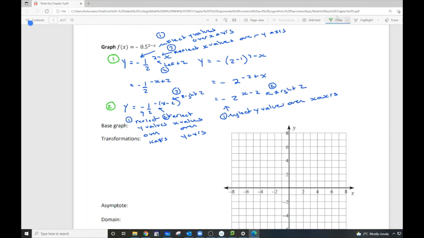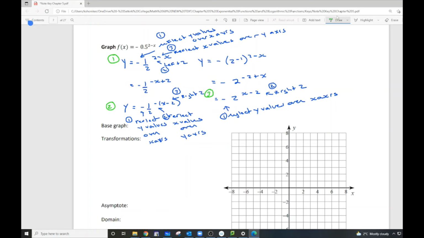You could graph using a base graph of y equals 2 to the x. So it doesn't matter to me which one you do. I'm just in my head trying to decide which one I want to make for the video. Maybe what I would say is pause the video, you choose. Choose 1, 2, or 3.